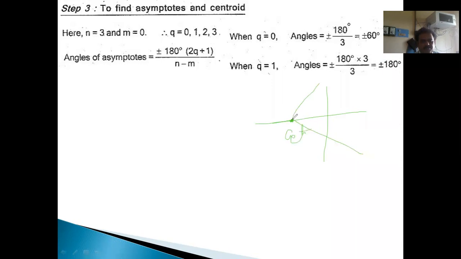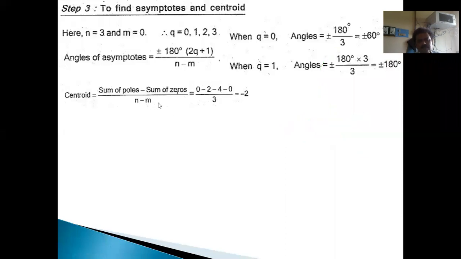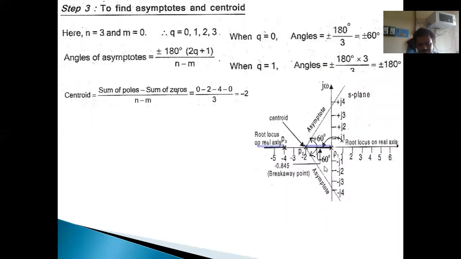The centroid is nothing but the intersection point of the asymptotes. This is one asymptote, this is another asymptote, making 60 degrees, minus 60 degrees and 180 degrees. Okay, so we have to find out the centroid. The centroid is obtained by the algebraic sum of the real parts of the poles minus the real parts of the zeros, divided by N minus M. So the sum of poles minus the sum of zeros divided by N minus M, which is equal to -2, becomes the centroid.